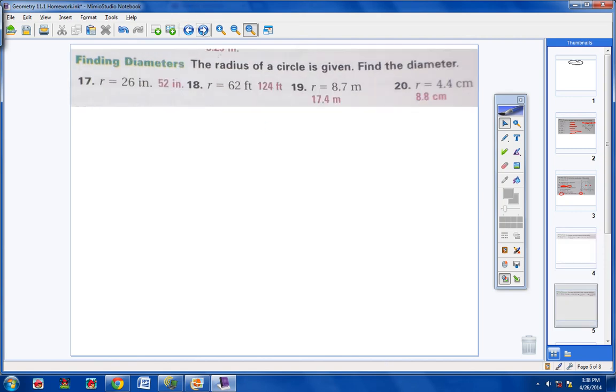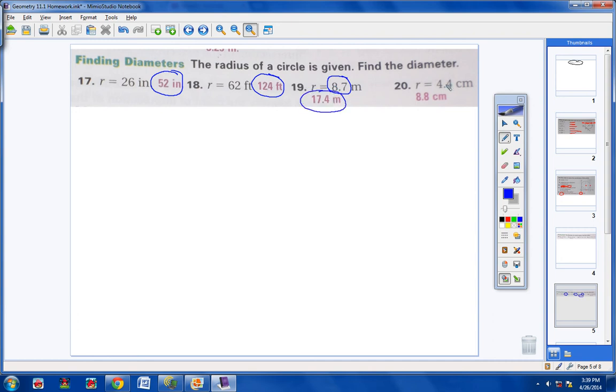All right, numbers 17 through 20. Here we're going to find the diameter, and they're giving you the radius. Well, think about it. The radius is always half the diameter. So if you have a radius of 26, if you'll double 26, you'll get 52. The diameter is 52. If you have a radius of 62, multiply it by 2 and you'll have a diameter of 124. If you have a radius of 8.7, multiply that by 2 and you'll have the diameter 17.4.